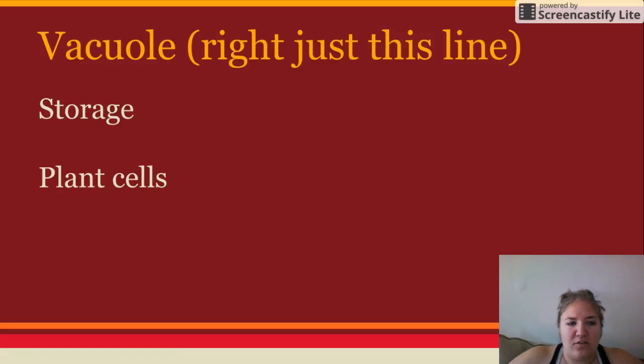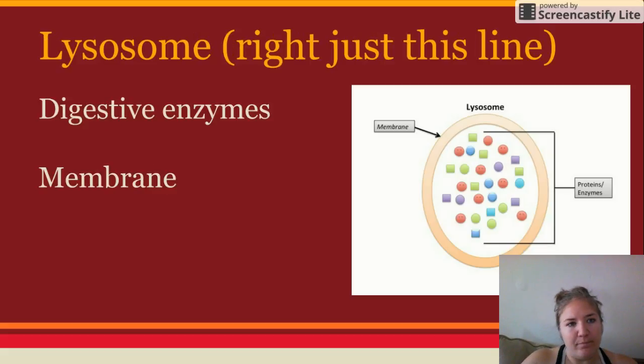The vacuole is used for storage, and this is mostly just found in plant cells. This is where waste, water, and other types of things can be stored within this vacuole, and it's usually pretty large. In the right side of your notebook, all you have to do is just list the word vacuole.